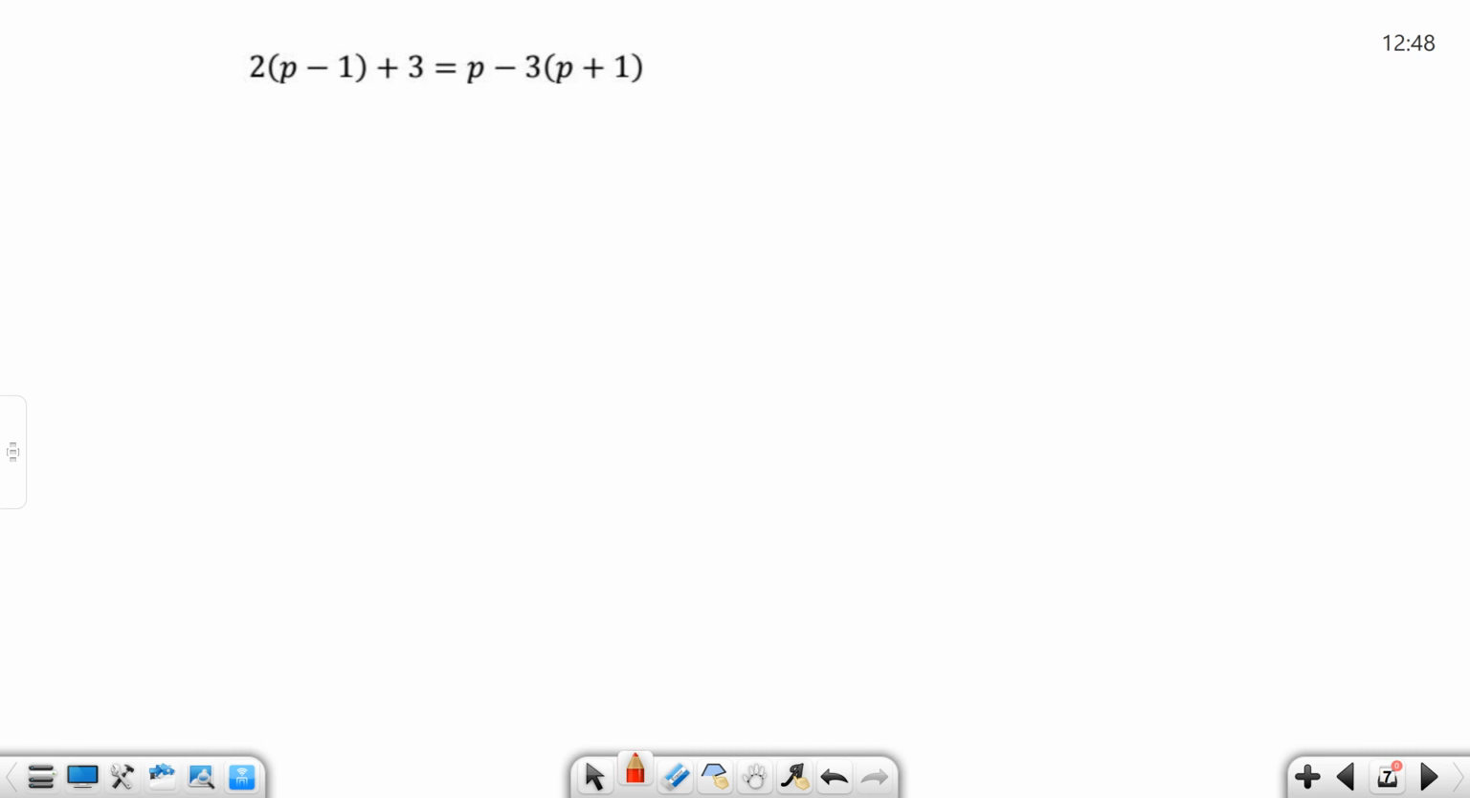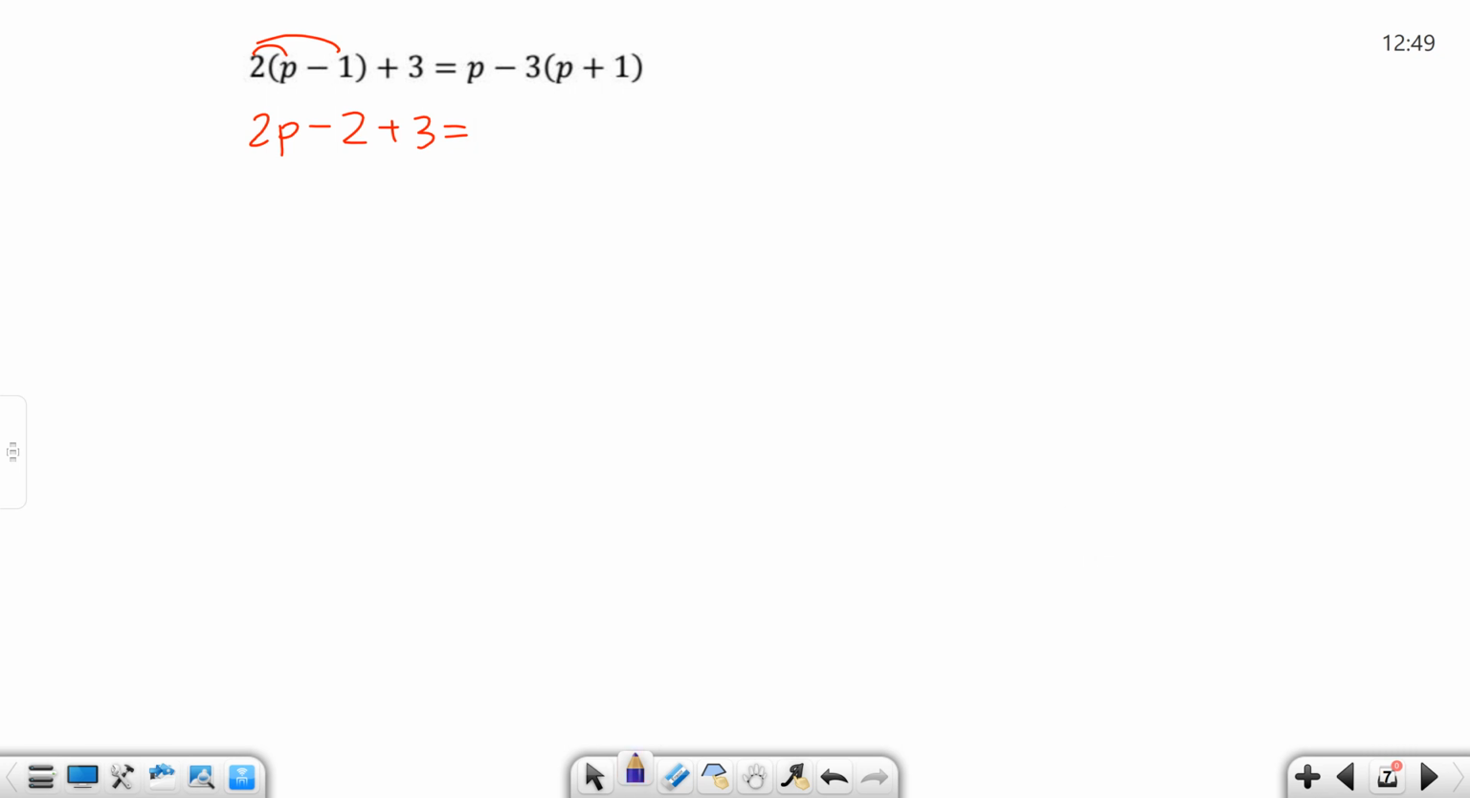So let's just look. Do I need to do any work to the left-hand side to simplify? Yes. There's nothing to do inside here, so I need to distribute that 2 to that parenthesis, right? So 2 times p is 2p minus 2 times 1 is 2, and then plus 3. Bring down my plus 3. Is there any more work I need to do to the left-hand side? And the answer is yes.